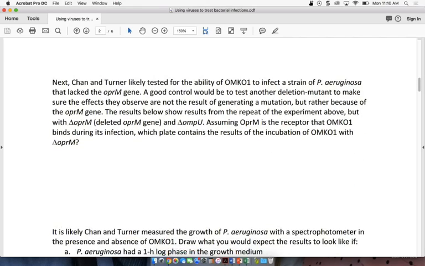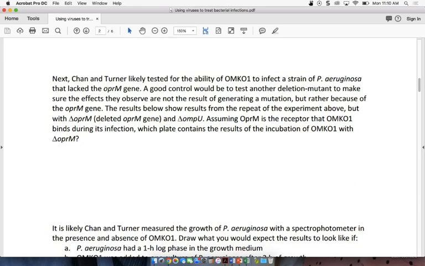All right. So what we're going to do through this is I'm going to walk through parts of it with you, and then I'll have you guys break out at certain points too. But next up here, so they isolate this phage. They call it OMK01. Chan, who is the primary researcher on this paper, and then Paul Turner, whose lab this came out of, ended up testing for the ability of OMK01, the phage, to infect Pseudomonas aeruginosa that lacked the OPRM gene. Okay, so it has a deletion that completely knocks out that particular gene encoding that protein.